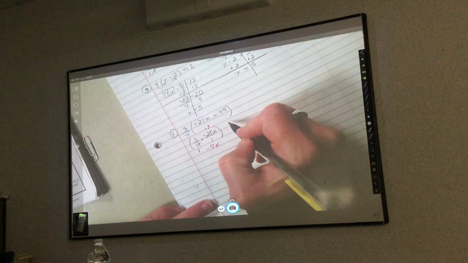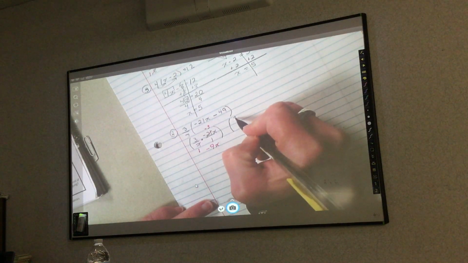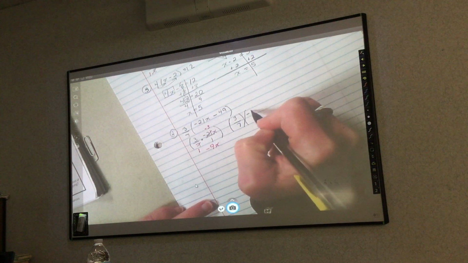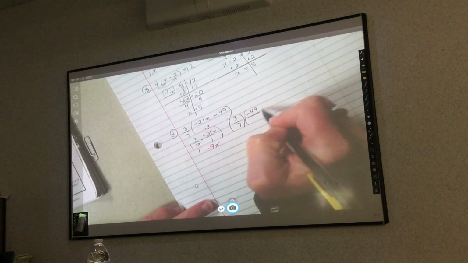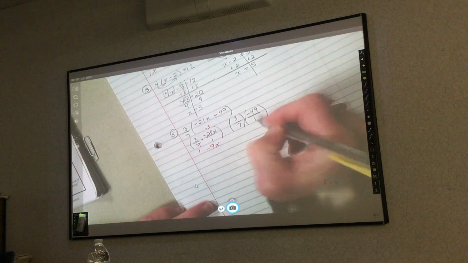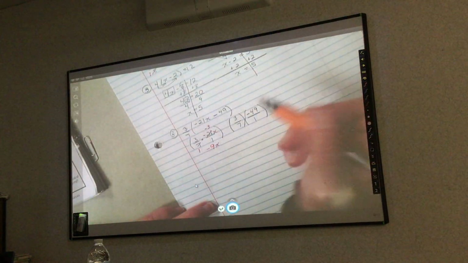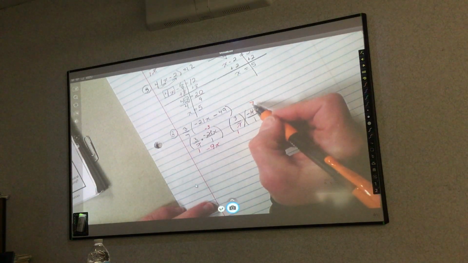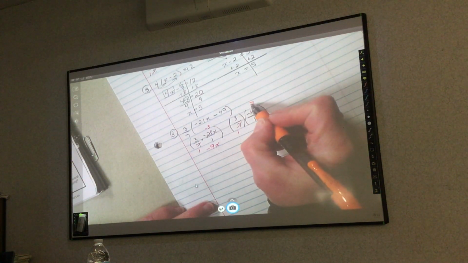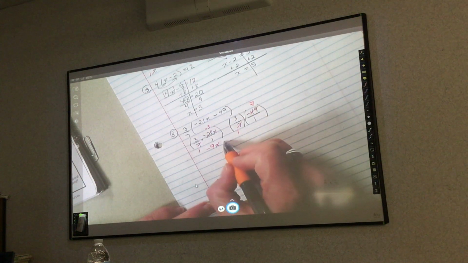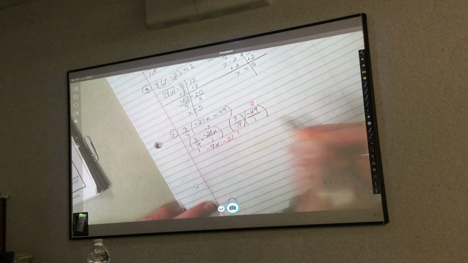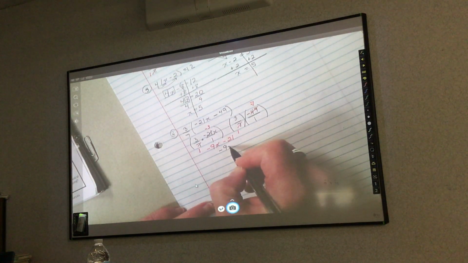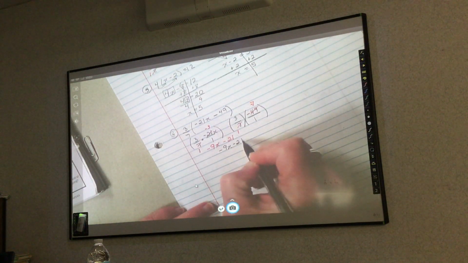My second part is 3/7 times a negative 49 over, what do I put a whole number over? 1. I'm going to reduce by 7 again. This becomes a 1, this becomes a 7. So 3, and it's negative. So 3 times a negative 7 is a negative 21. That's your expansion: a negative 9x minus 21.